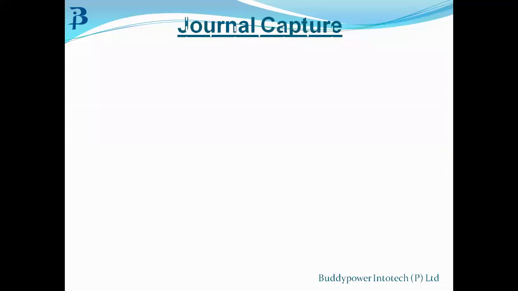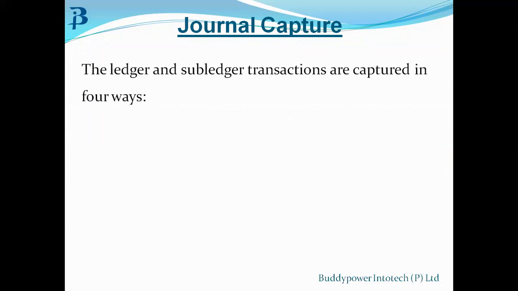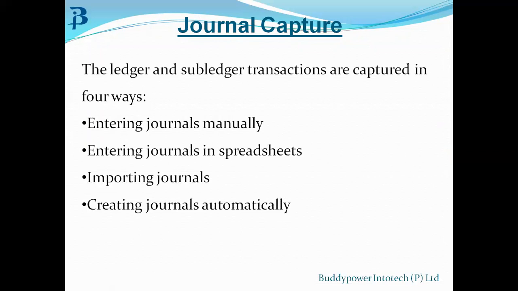Okay, so let's move to the next slide, which is the journal capture. The ledger and the subledger transactions are captured in four ways: entering journals manually, entering journals in spreadsheets, importing journals, and creating journals automatically. The use of these methods varies depending on the application providing the data, or even the reason for the entry, such as error correction versus monthly entries, or even the tools engine, such as the calculation engine used in the automation of journal entries. So let's have a look into each of these ways.